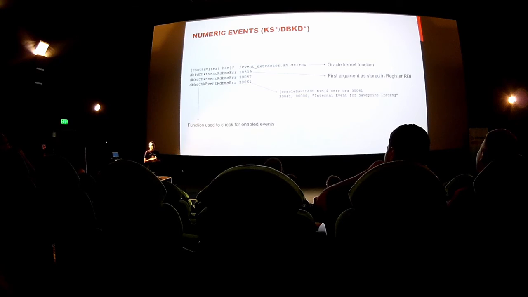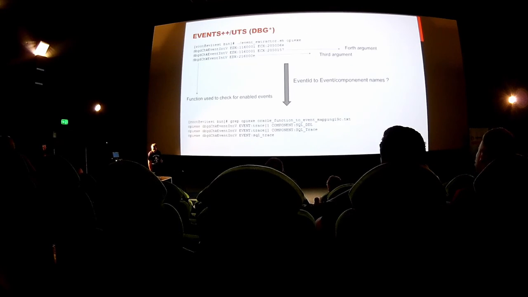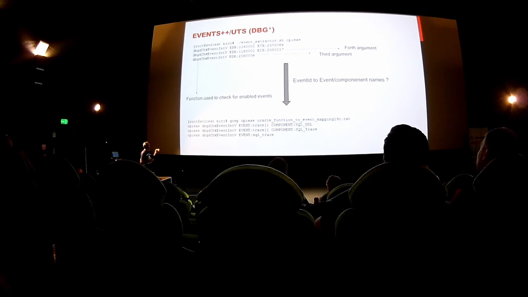But with the new KST and the new event plus plus and the UTS event, things become more complex, because the actual kernel functions are checking for event IDs. So we don't know how to map those actual event IDs to the actual event names. For example, here in the 3rd and 4th arguments of this function, they are checking for event numbers, event IDs, and the event plus plus are using event names. So how do we go from this actual event ID to those event names?